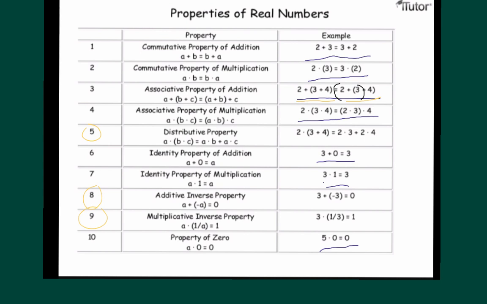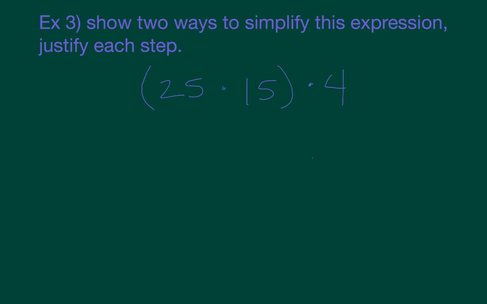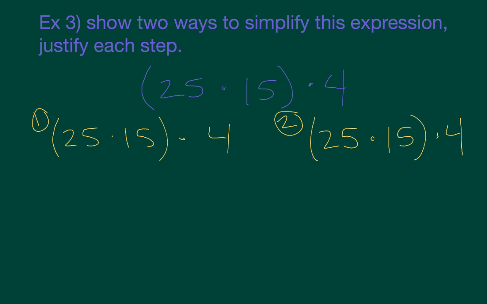Let's take a look at an example to help explain this a little bit further. Example 3. Show 2 ways to simplify this expression. Justify each step. Because we're talking about 2 separate ways, I'm going to go ahead and show this example in 2 separate ways. Literally, which means I'm going to write this equation out twice.